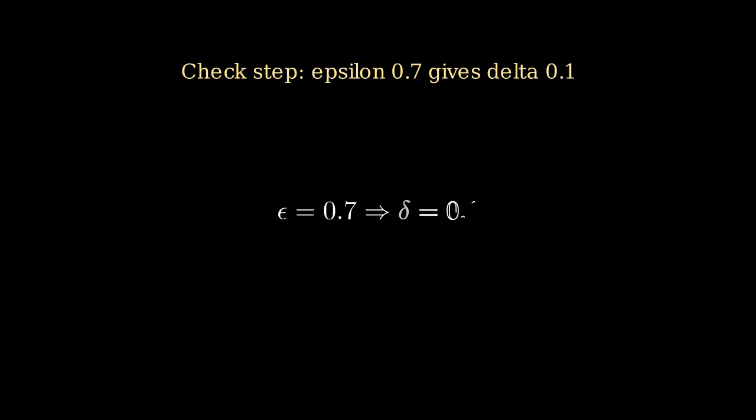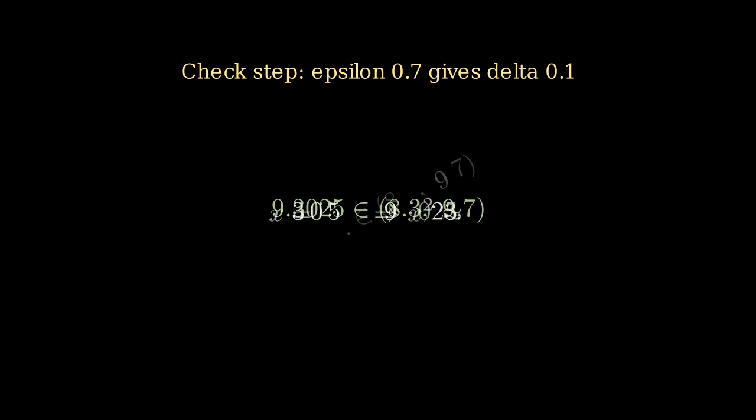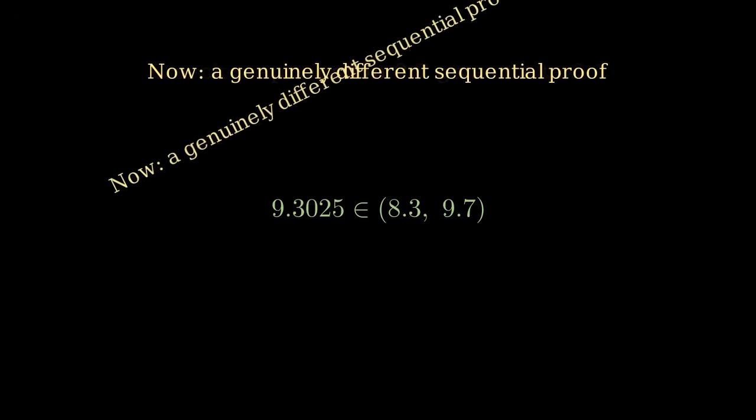Check step: try epsilon equals 0.7, then delta becomes 0.1. Picking x equal to 3.05, well within that delta, gives x squared approximately equal to 9.30, which indeed sits inside the epsilon window around 9. That completes the first principles proof.